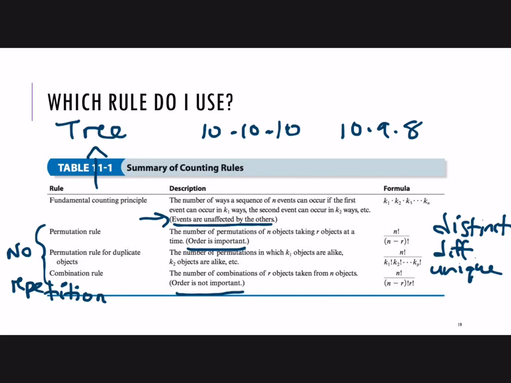All right, I hope that was helpful, and this is the end of the discussion on the counting rules. After this, we will start using these to calculate probability.